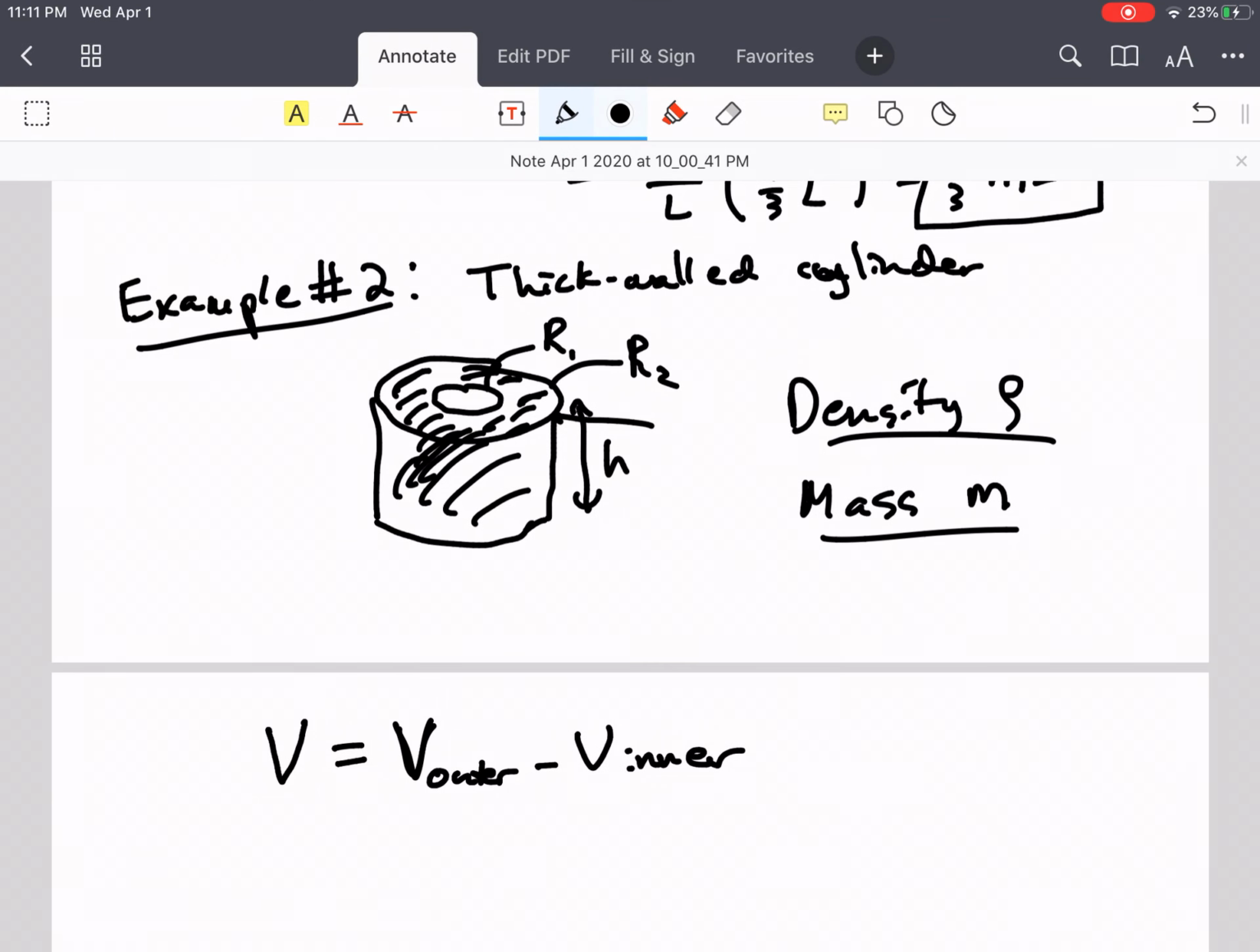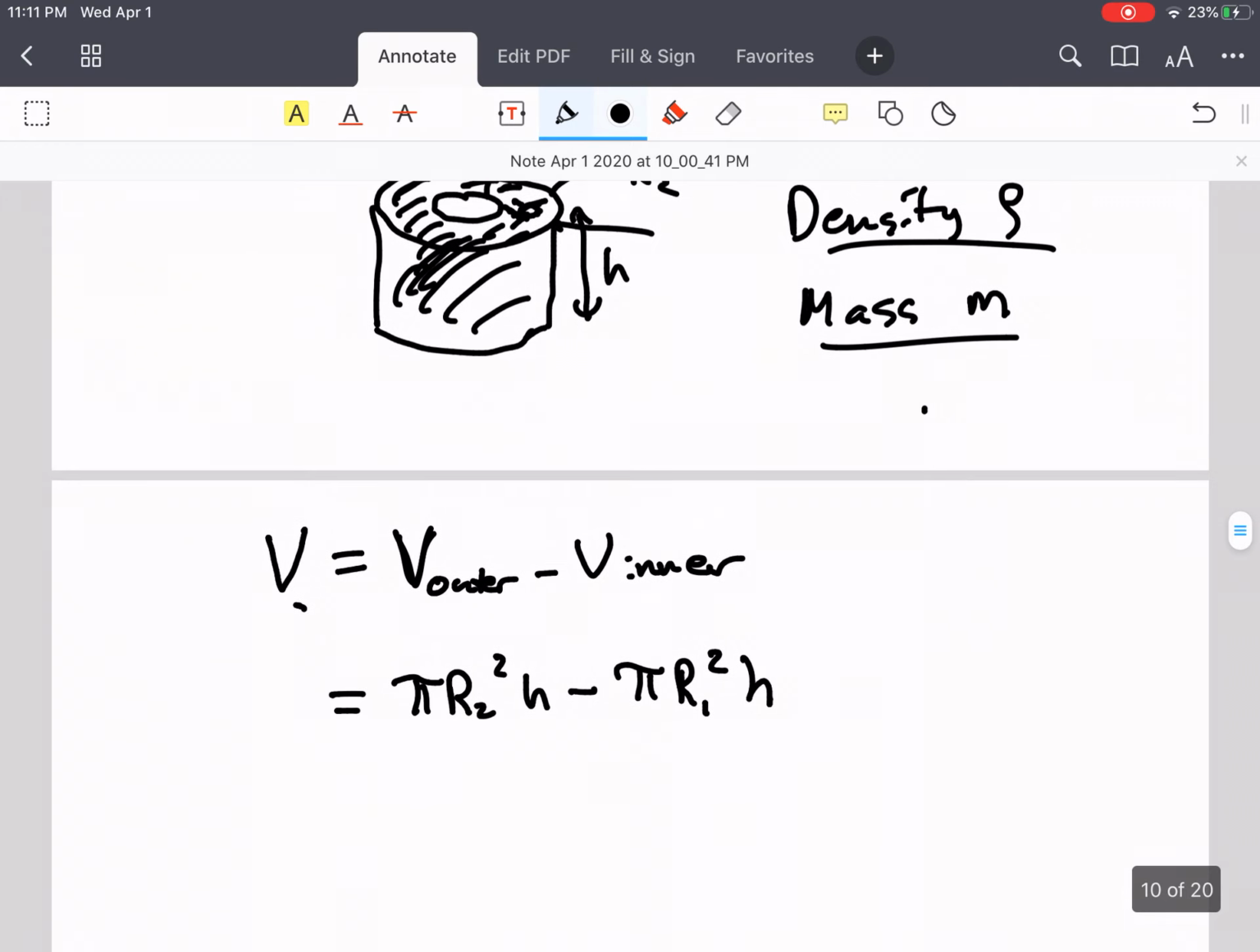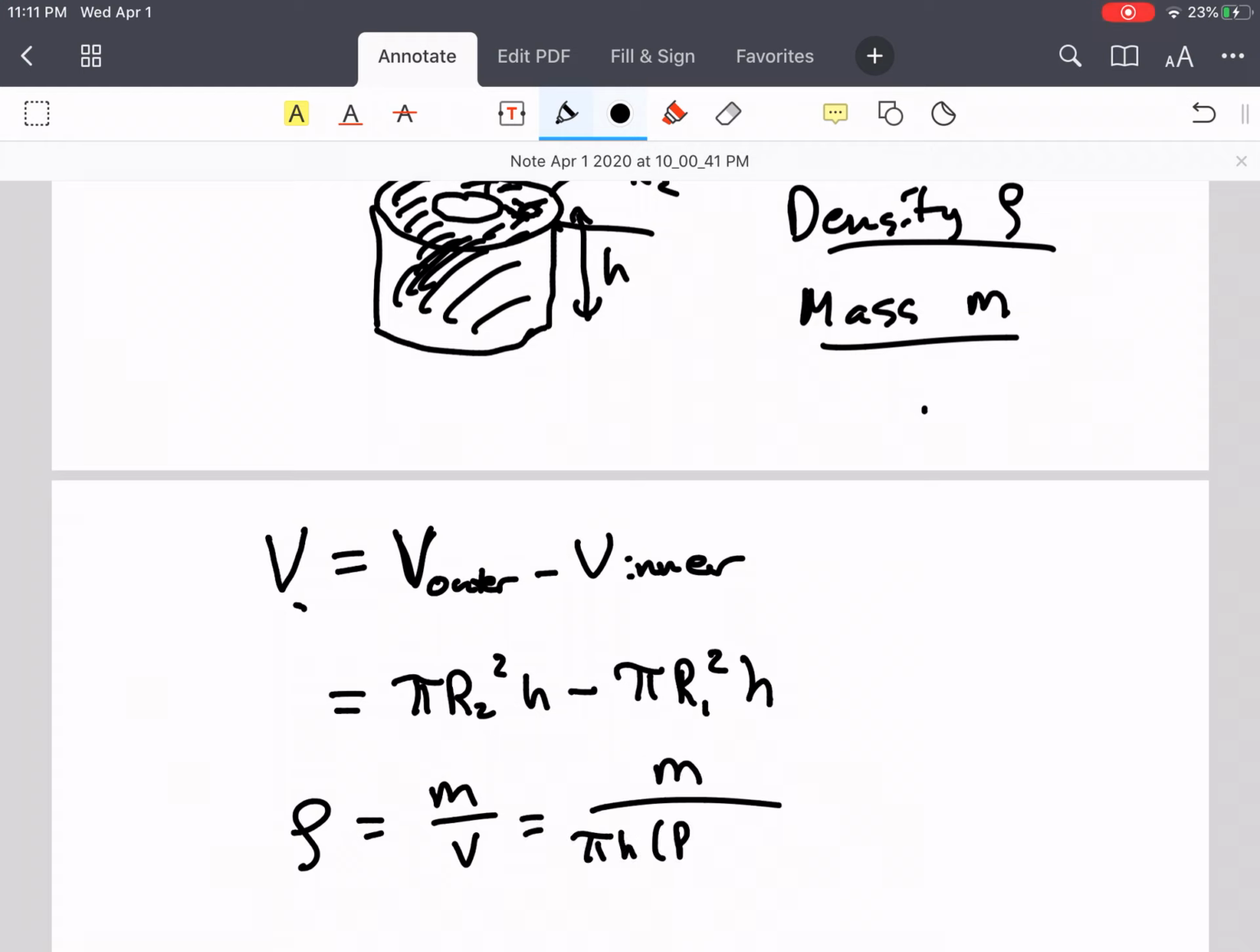All right, so volume of outer minus volume of inner, right? Everything that's left is actual material. I subtract out that little core in the middle. And now we just need to remind ourselves what's the volume of a cylinder. We talked about this in class. It's pi r squared h. So that's pi r2 squared times h minus pi r1 squared times h. That's my volume. Mass is m. And that means that my density rho is equal to m divided by V, or in other words, m divided by pi times h times r2 squared minus r1 squared. Density of the cylinder.